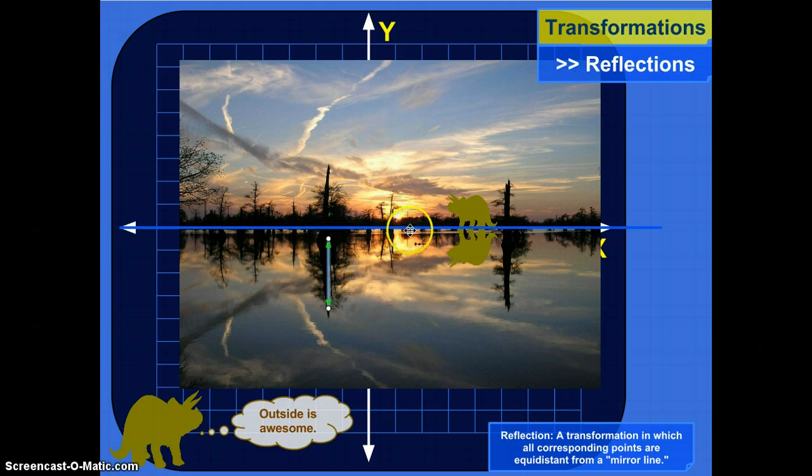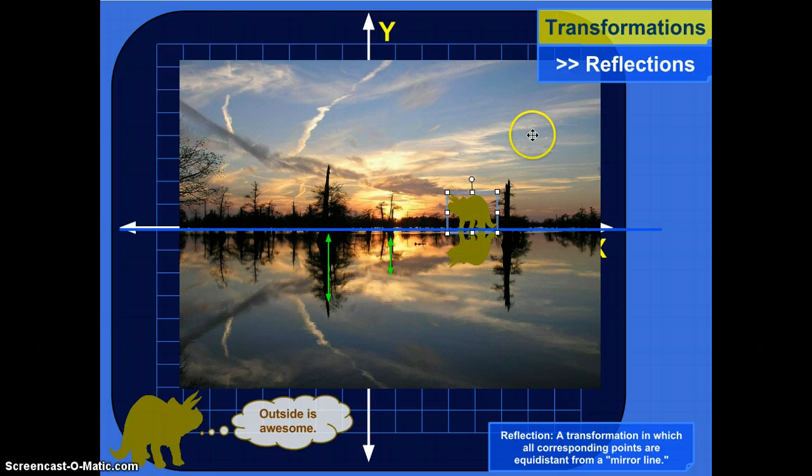It's not completely the same, unfortunately, in this picture because of the angle of the photographer when he's taking the picture or she's taking the picture. But you get the idea. Just look at the top of the tree there. The distance from the top of that tree to the line, it's about the same as the top of the tree in the reflected image to the line. So that's the basic definition of reflection.